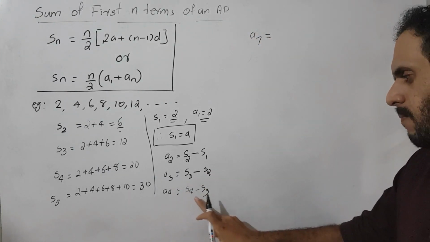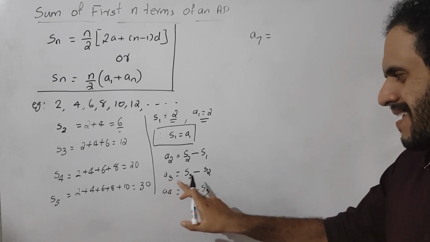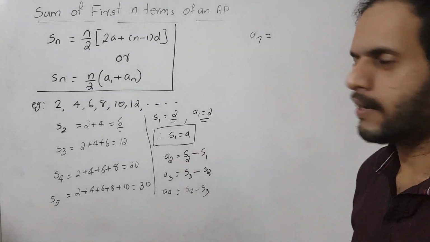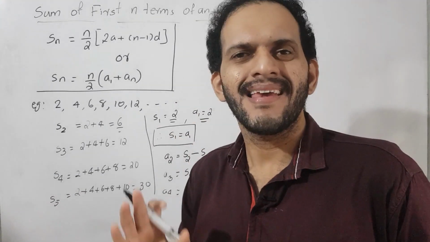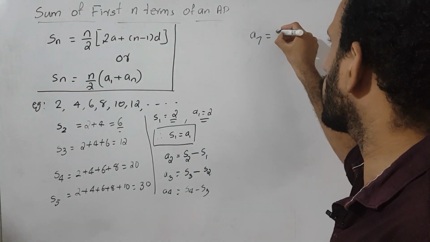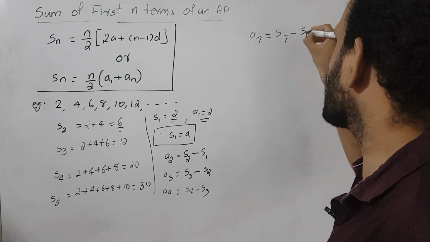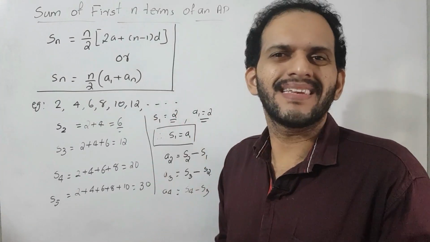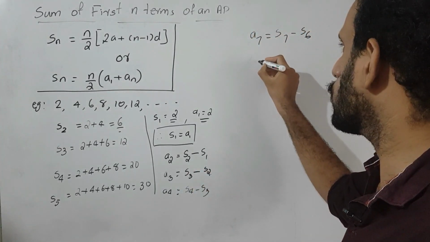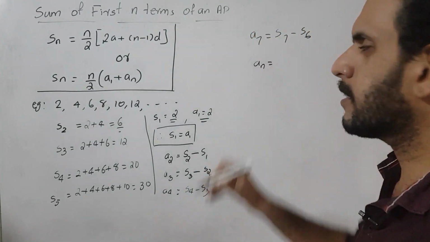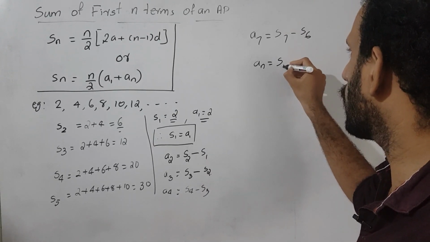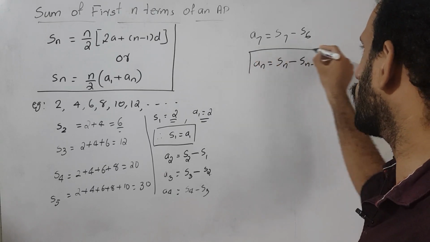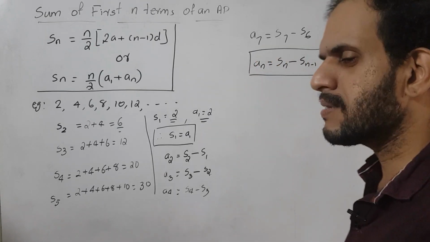S4 is S4 minus S3. A3 is S3 minus S2. A2 is S2 minus S1. Correct. Then how do we write A7? Yes, A7 is S7 minus S6. Correct. So then how do we express generally An? An is equal to, how do we express An in terms of sum? That is Sn minus Sn-1. Okay. Then this is a very important relation between the terms and the sum of an AP.